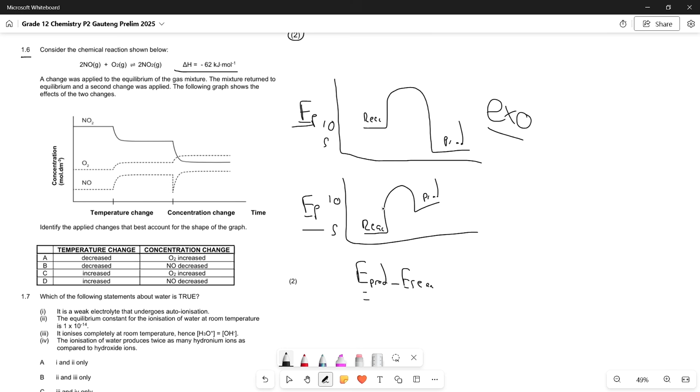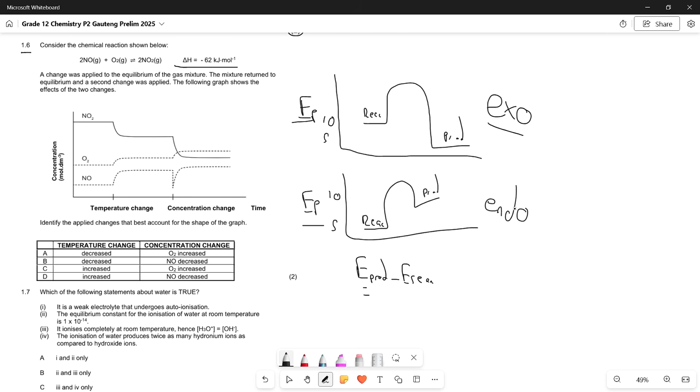And this graph over here, where our products have more energy than our reactants, is an endothermic graph, which means we can take E prod minus E reactants here for our endothermic graph, and that means we have 10 minus 5, and we have 5 kilojoules over there. And it's a positive 5, which means endothermic reactions always have a positive value. But if we're looking at an exothermic reaction, we take E prod, which is 5, minus E react, which is 10 over here, and 5 minus 10 is negative 5.